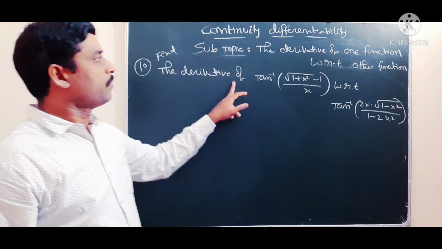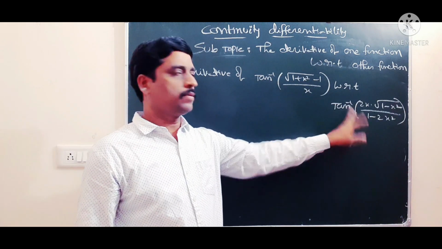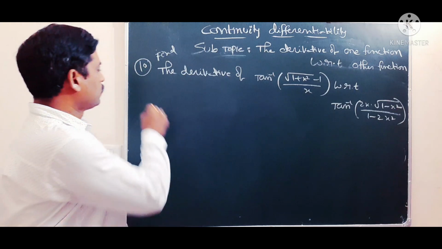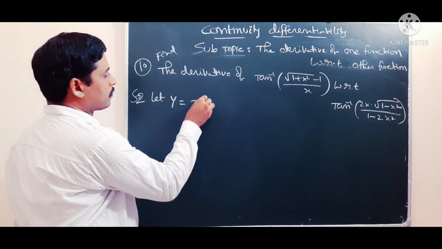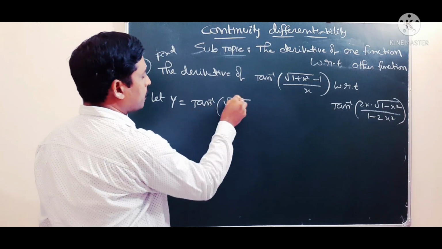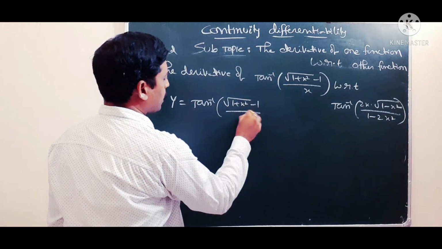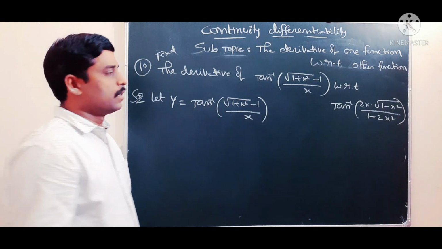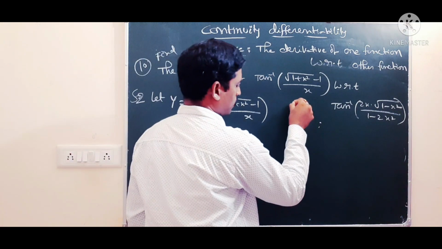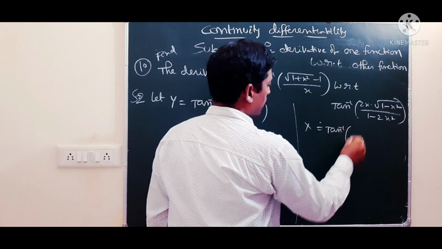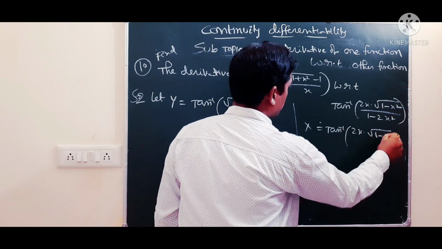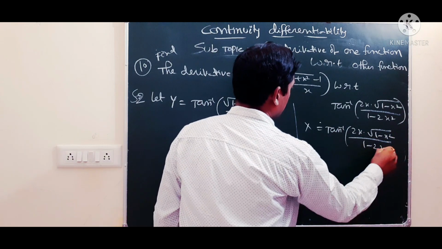Find the derivative of tan inverse of a function with respect to another tan inverse function. So let us take y is equal to the first function, tan inverse of (root 1 plus x square minus 1) by x. And the second function is x is equal to tan inverse of 2x into root 1 minus x square by 1 minus 2x square.